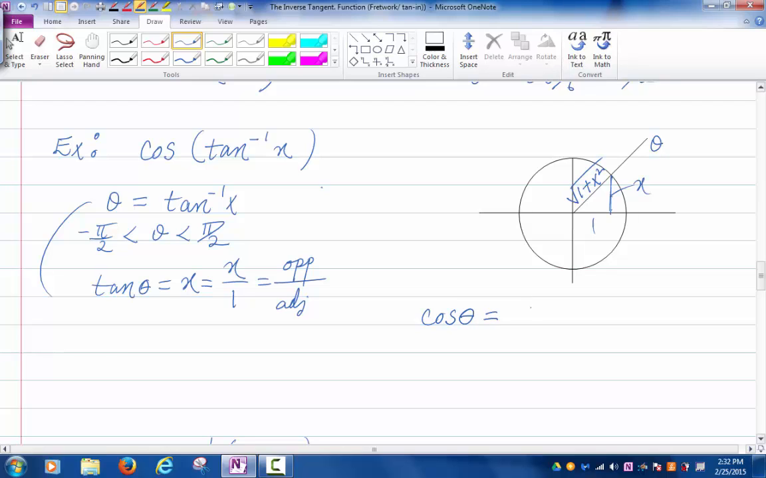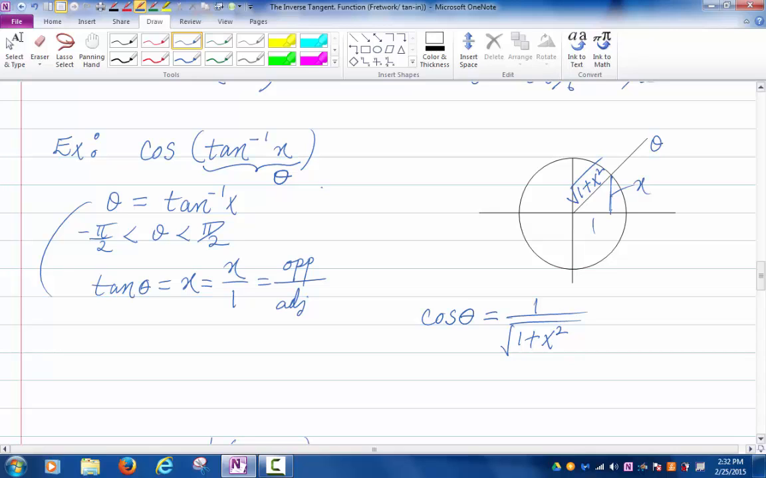1 over adjacent over hypotenuse, right? 1 over root of 1 plus x squared. Is everybody clear? And cosine theta is the same as this. Remember, the tangent inverse of x is theta, right? So cosine theta is the answer. Is everybody okay? You might complain though that what if theta is in the fourth quadrant, right?